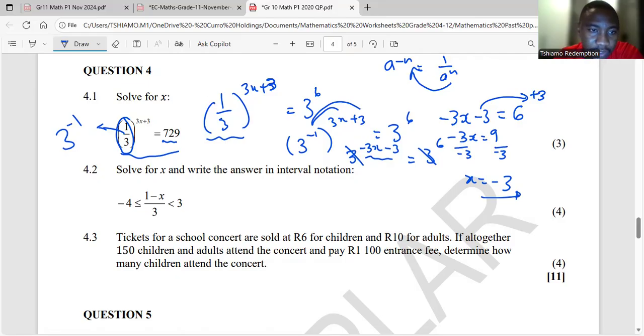Okay, let's look at this question. Solve for x and write the answer in interval notation. Interval notation. Okay. It is here.